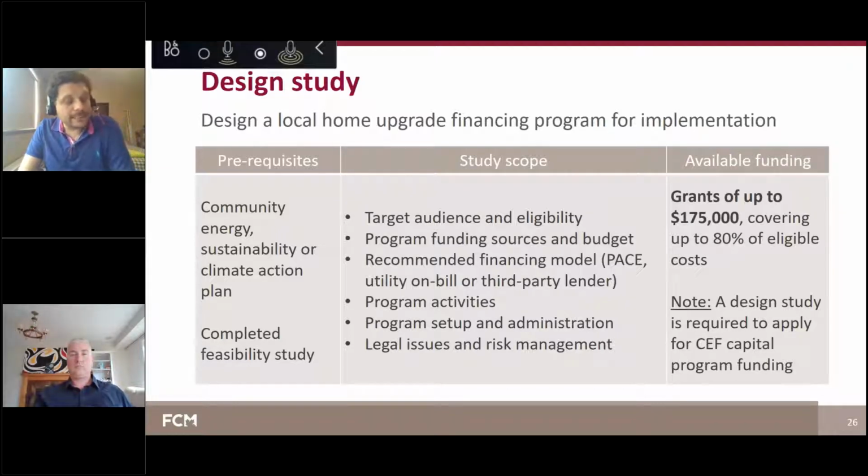Now, a detailed program design is a prerequisite to apply for the next stage of GMF funding, which is our capital program offer that I had described. So, for those looking to access that $10 million loan or loan guarantee in January 2021, I would encourage you, if you've completed some preliminary feasibility work, the design study is really tailored to set you up for program capitalization in the new year.